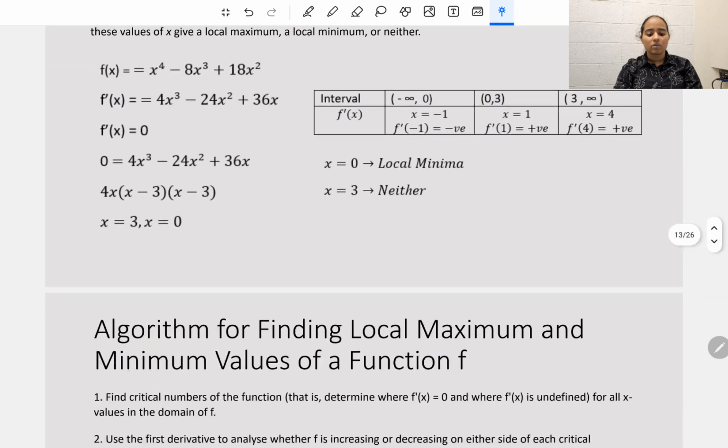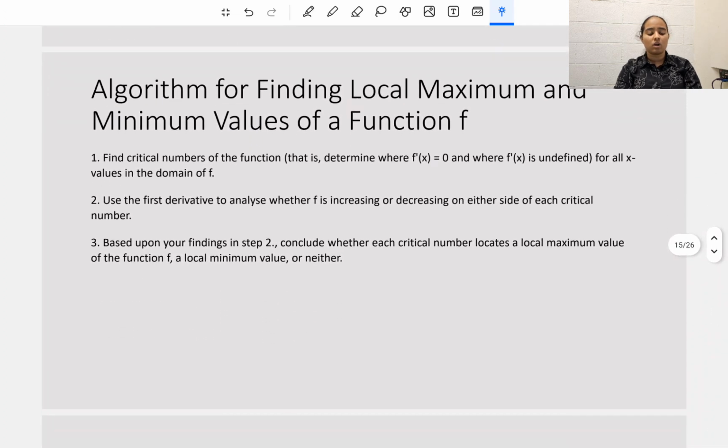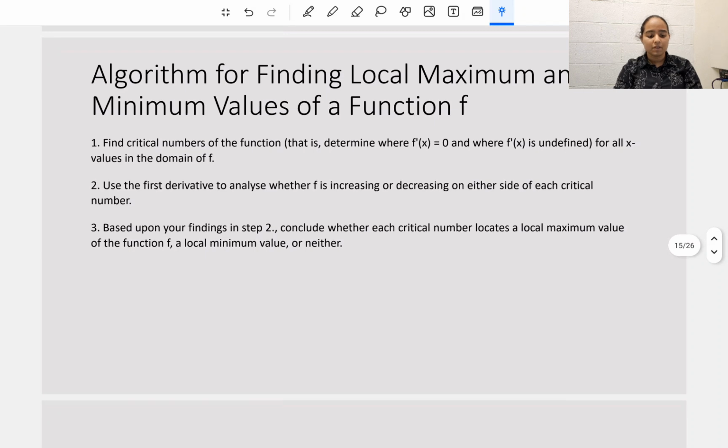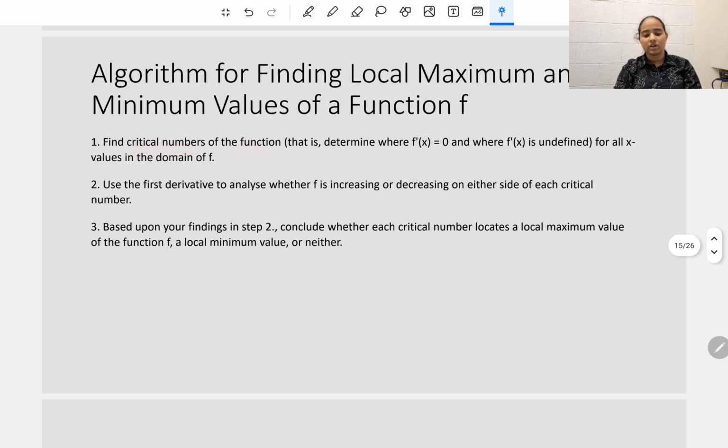So basically, the algorithm to find the local maxima and local minima of a function: first, we need to find the critical points of the function. That is, determine where f prime x is 0 and where f prime x is undefined for all x values in the domain. Next, we use the first derivative to analyze whether the function is increasing or decreasing on each side of the critical number. And lastly, based upon our findings in step 2, we can conclude whether each critical number is a local maxima, local minima, or neither.